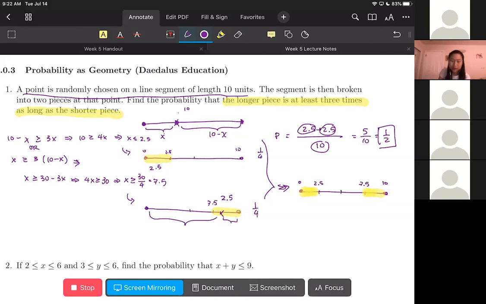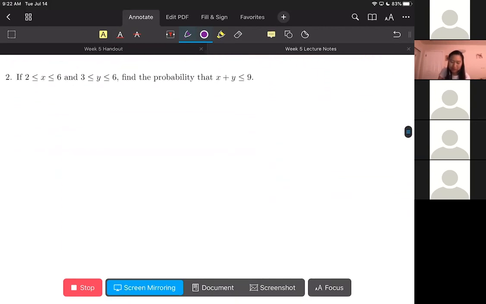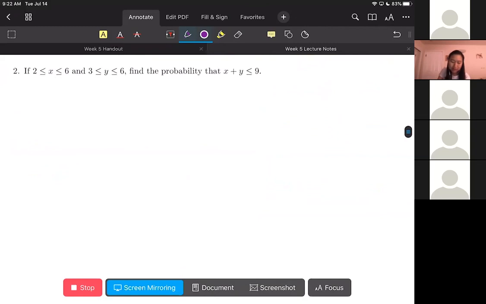Cool. Let's try something different. So here's a different problem. It says if x is between 2 and 6 inclusive and y is between 3 and 6 inclusive, find the probability that x plus y is less than or equal to 9. So any ideas on what you would do if you saw this problem?